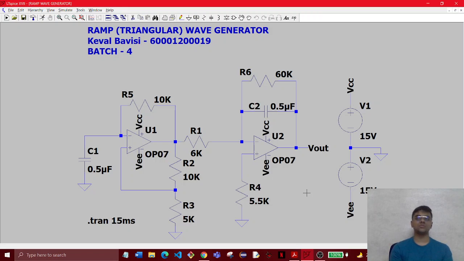The working of the circuit is like this: when the astable multivibrator generates a series of rectangular or square waves, it goes through R1 to the non-inverting terminal, where an integrator is used, and hence it converts the square or rectangular wave generated into a series of ramps, positive ramps and negative ramps. So let's check the output.